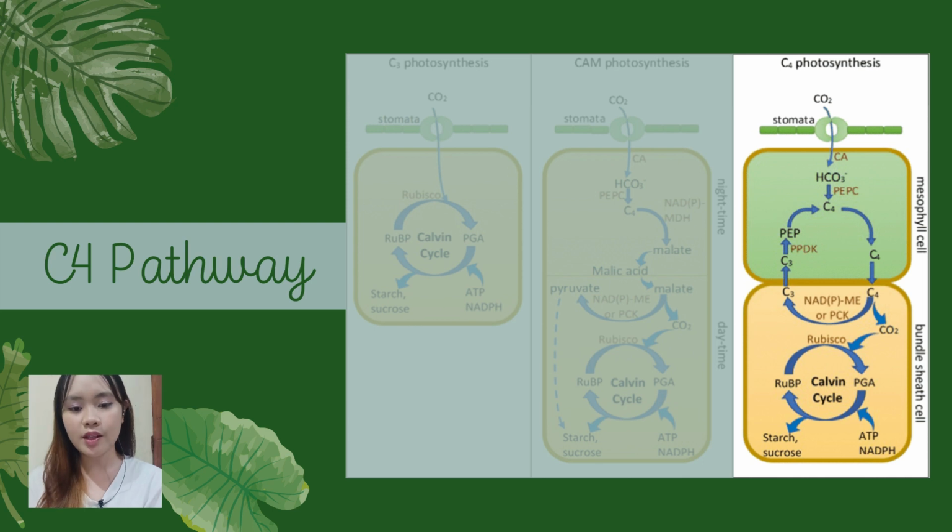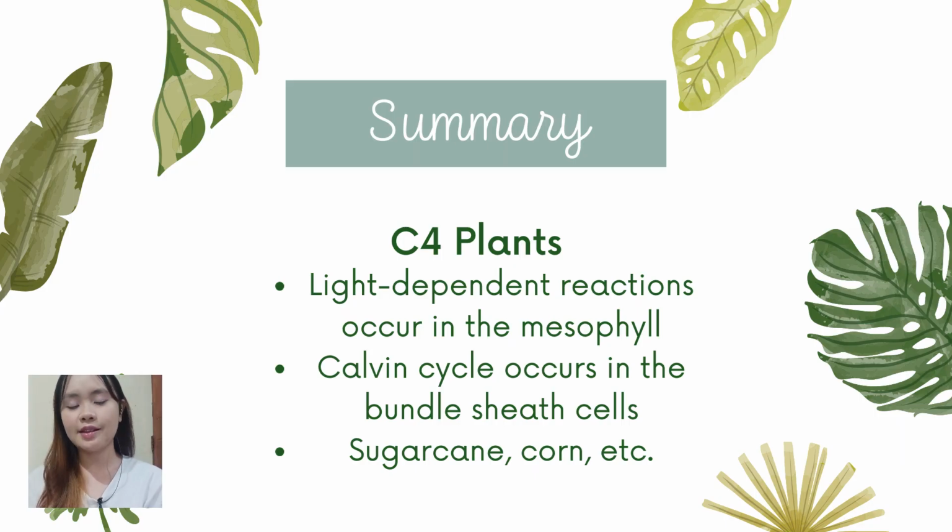Still inside the mesophyll cell, oxaloacetate is converted into malate, which can then be transported into the bundle sheath cells, where it will be broken down to release a molecule of carbon dioxide. Then, from here onwards, carbon dioxide will be fixated by rubisco and made into sugars via the Calvin cycle, as in the C3 pathway. Plants that utilize this pathway include sugarcane and corn, and these plants are commonly found in habitats or regions with hot conditions.